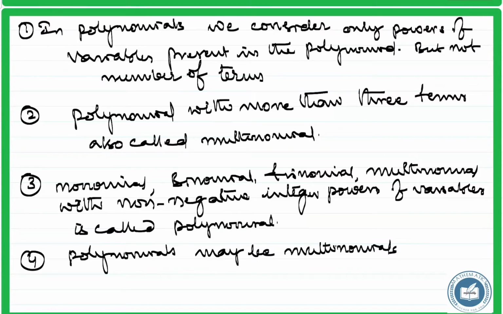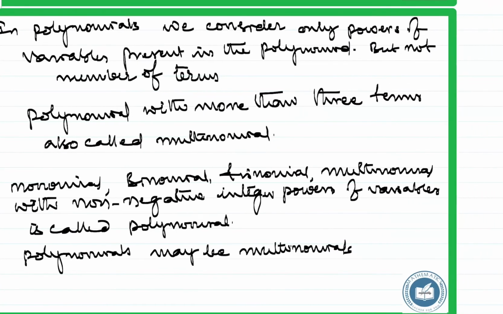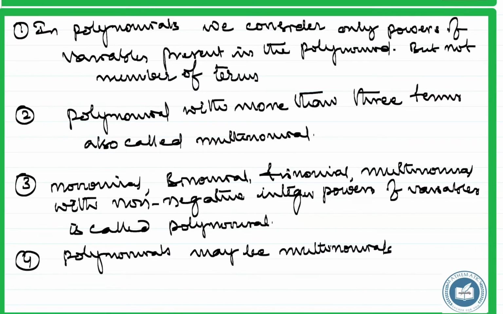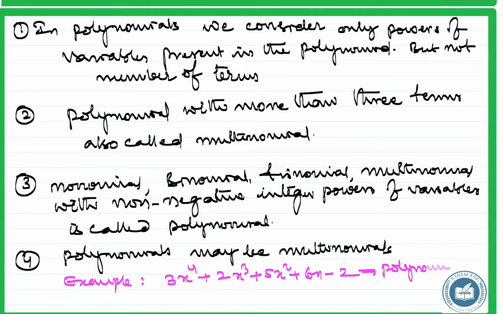So one example I will give you here. Suppose this one: 3x to the power of 4 plus 2x cube plus 5x square plus 6x minus 2. Here you see this is a polynomial, and at the same time a multinomial also.